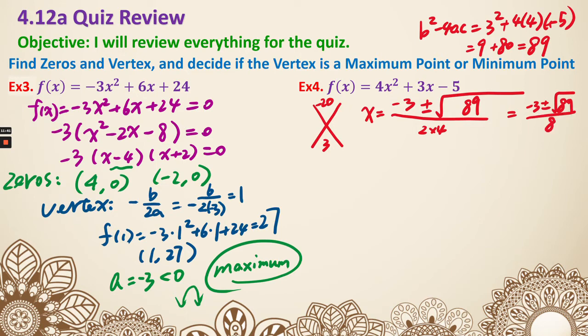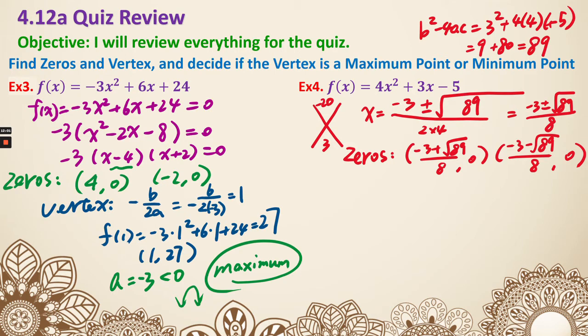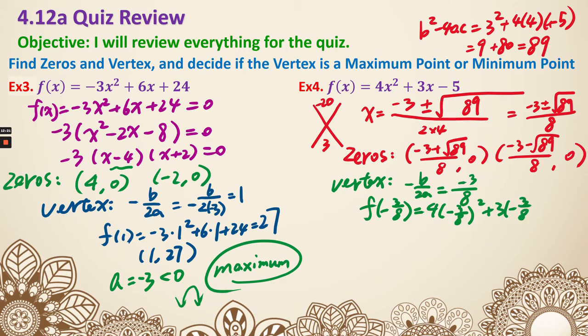So it's negative 3 plus minus square root of 89 all over 8. These are my x. So I have my zeros, which is (negative 3 plus square root of 89 all over 8, 0), and negative 3, not plus anymore, just did a plus, so now it has to be minus square root of 89 all over 8, comma 0. These are my zeros. I can find my vertex. My vertex, I do negative b over 2a, which is negative 3 all over 8. Plug it in, f of negative 3 all over 8. 4 times (negative 3 all over 8) squared plus 3 times negative 3 all over 8 minus 5.